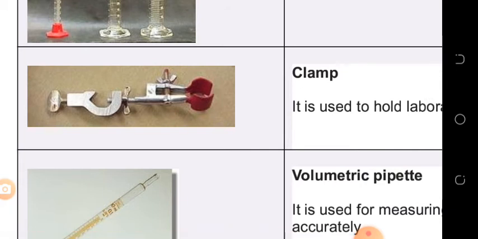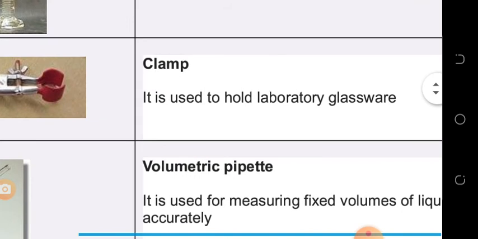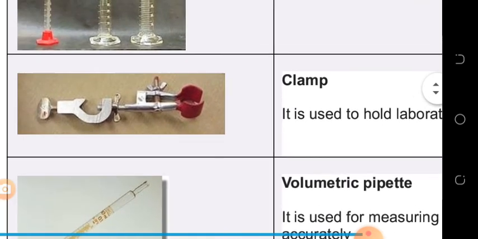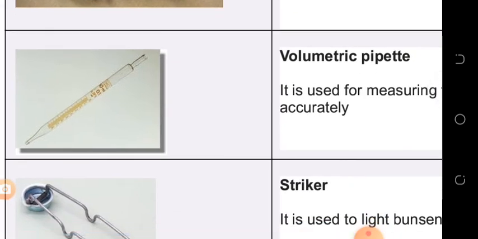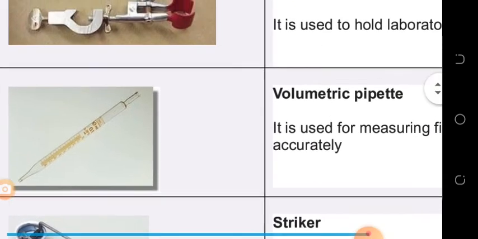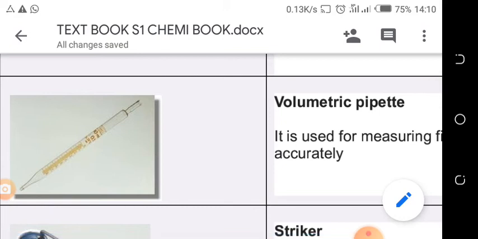liquid. It is also used to hold laboratory glassware. This is a clamp. It is used to fix the burette during an experiment, and it holds it in position so that the experiment can occur perfectly and reach the results, which makes it very important in chemistry.